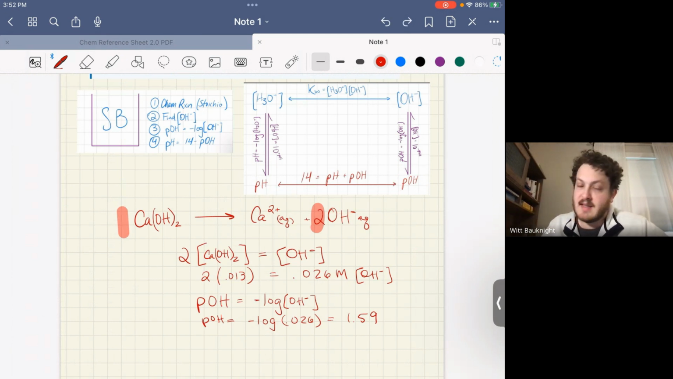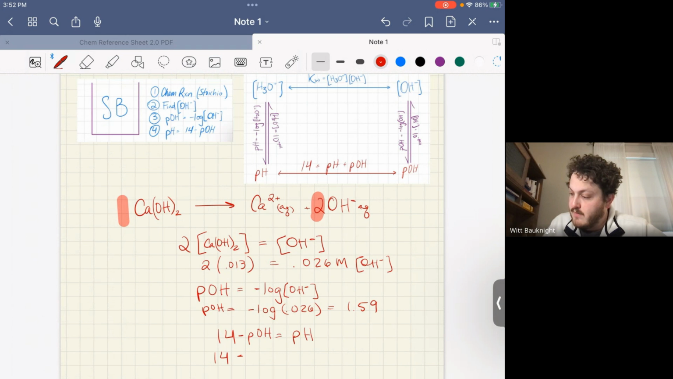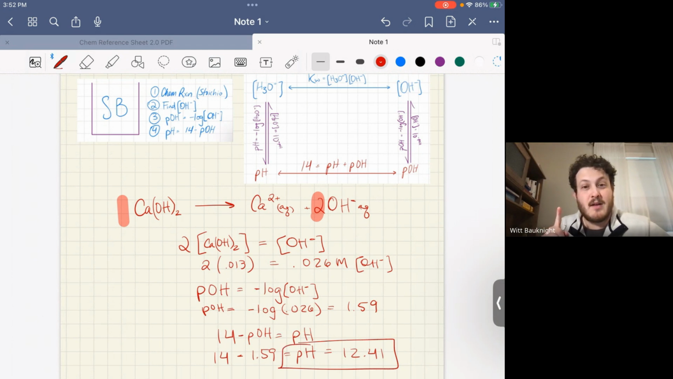And since the pH plus pOH always adds up to 14 at room temperature, which we assume unless told otherwise, you can do 14 minus pOH is equal to pH. So 14 minus 1.59 is equal to pH, roughly 12.41. You should stop and think to yourself, this pH is greater than 7. Should it be? Yes, because greater than 7 is a basic pH, and this was a base in water.